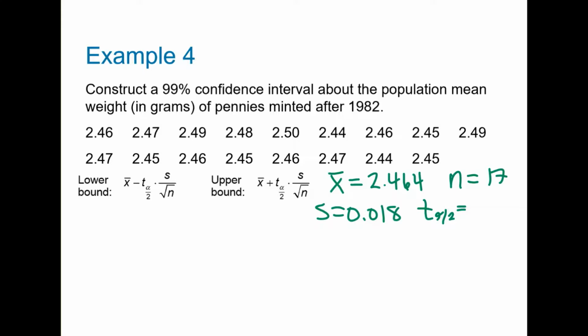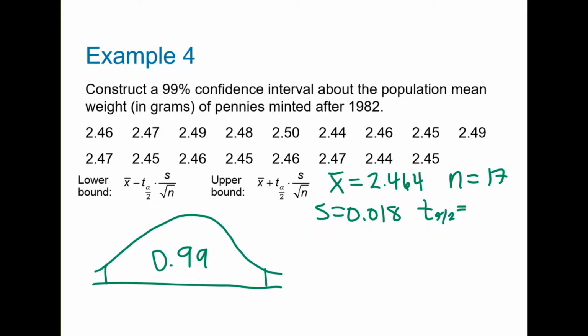Let's draw a sketch. We want a 99% confidence interval, so we will have 0.99 in the middle. So that means we have 0.01 in both tails. However, because we want to find t alpha over 2, we need to find the area in the right tail. Since the area in both tails is 0.01, the area in one tail is half of that, which is 0.005. So we want to find t sub 0.005.